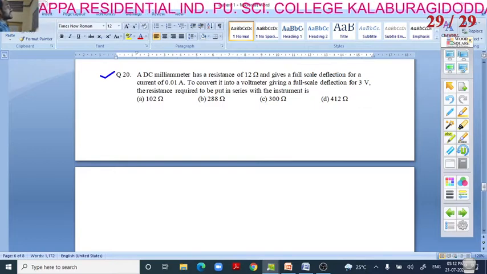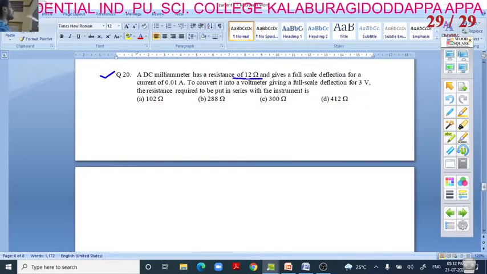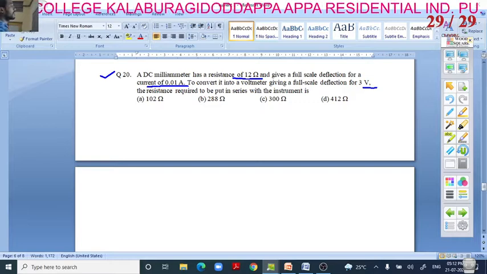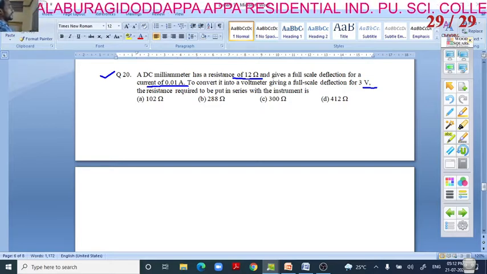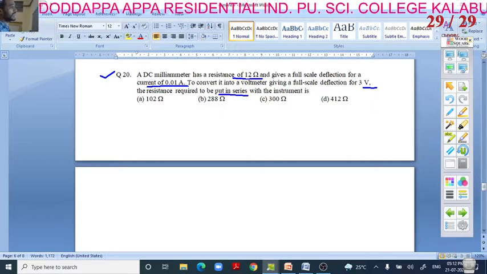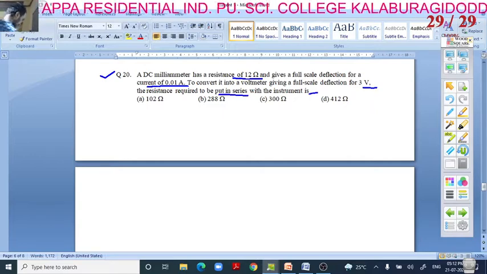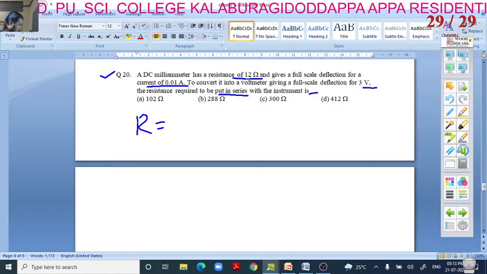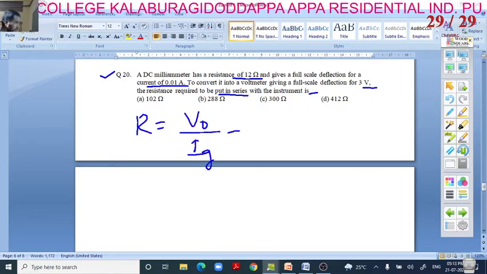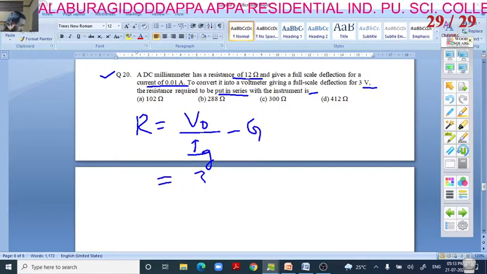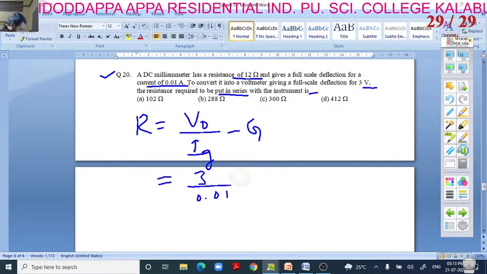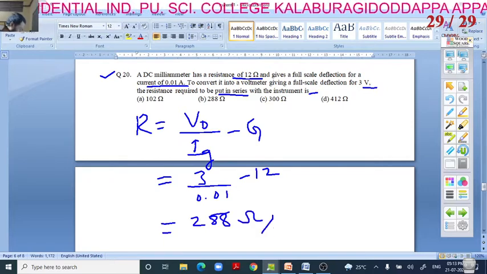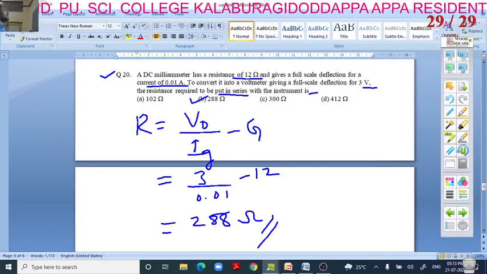A DC milliammeter has a resistance 12 ohm and gives full scale deflection for a current 0.01 ampere. To convert it into a voltmeter giving full scale deflection of 3 volt, the resistance required to be put in series with the instrument is? Our aim is to find the resistance. We have the formula R is equal to V naught divided by Ig minus G. Substituting the values given, minus 12, that is equal to 288 ohm. So this is the second option.